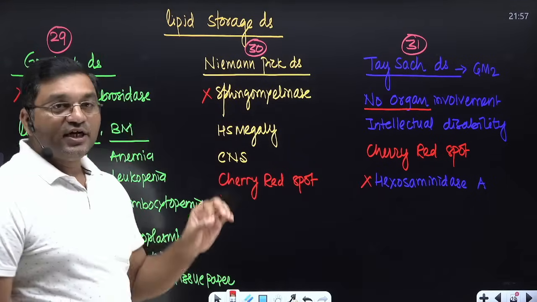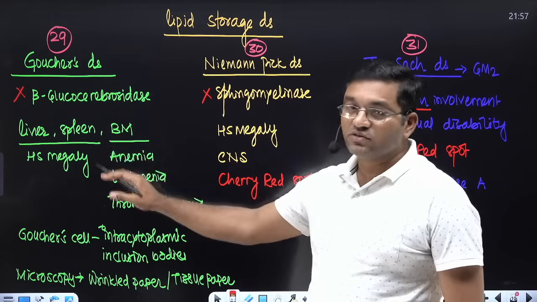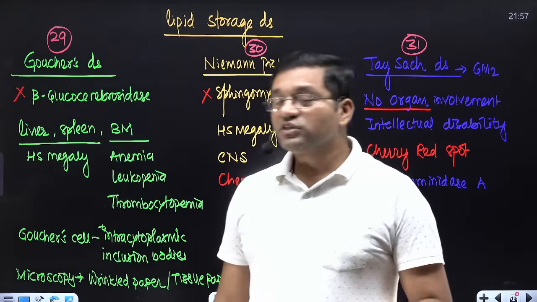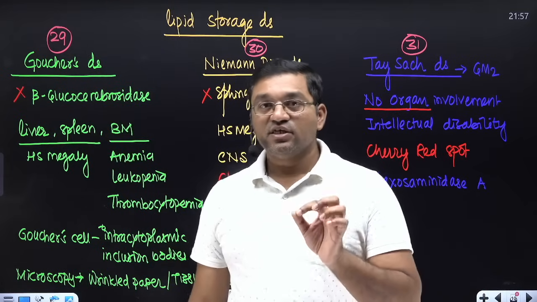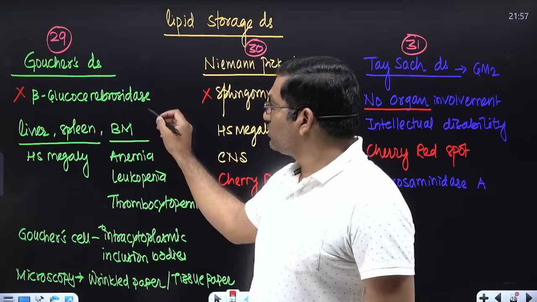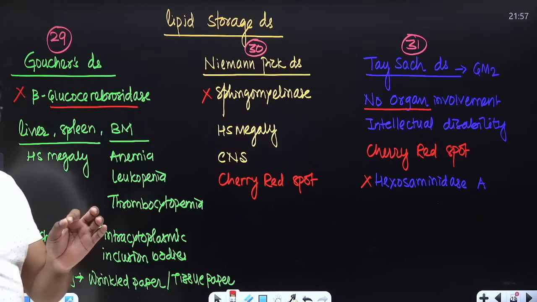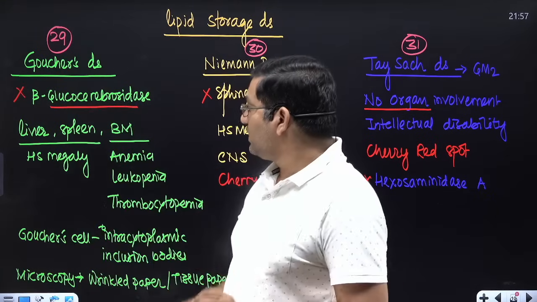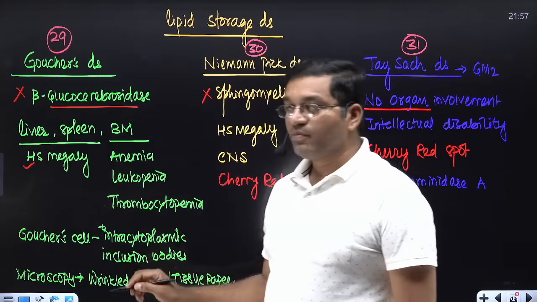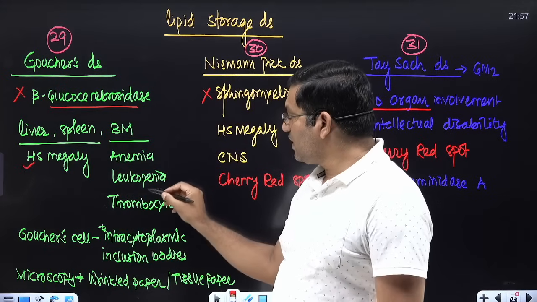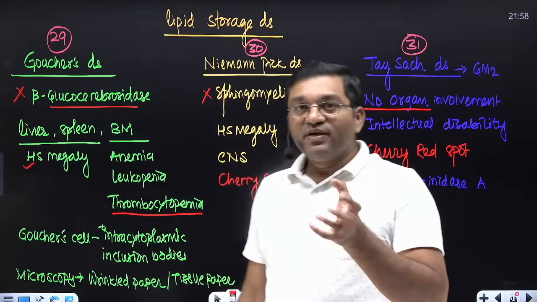Now coming to the important lipid storage disorder, which is important for the PG entrance examination, and Gaucher's disease is also important for first MBBS students. In Gaucher's disease, the defective enzyme is beta glucocerebrosidase. If there is a defect in beta glucocerebrosidase, there is accumulation of glucocerebroside in the liver, spleen, and bone marrow. As it involves the liver and spleen, there is hepatosplenomegaly, and as it involves the bone marrow, there is anemia, leukopenia, and thrombocytopenia. Because of thrombocytopenia, a bleeding disorder is there.